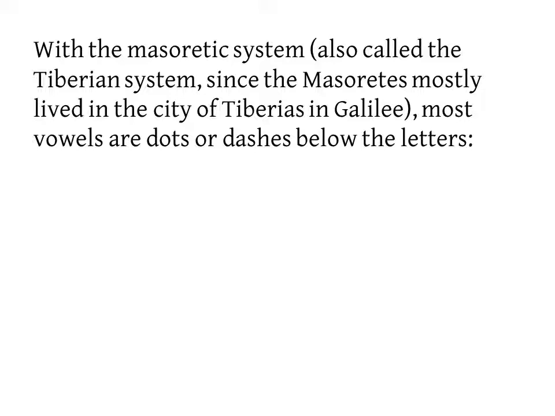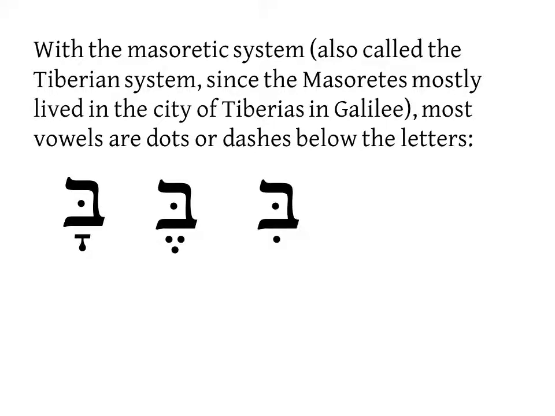With the Masoretic system, most vowels are indicated with dots or dashes or combinations below the letters. So here are some examples. Ba, be, bi, bu, and ba. You see how we have dots and dashes, or in the leftmost one, a sort of dash with an elongated dot or teardrop underneath it.